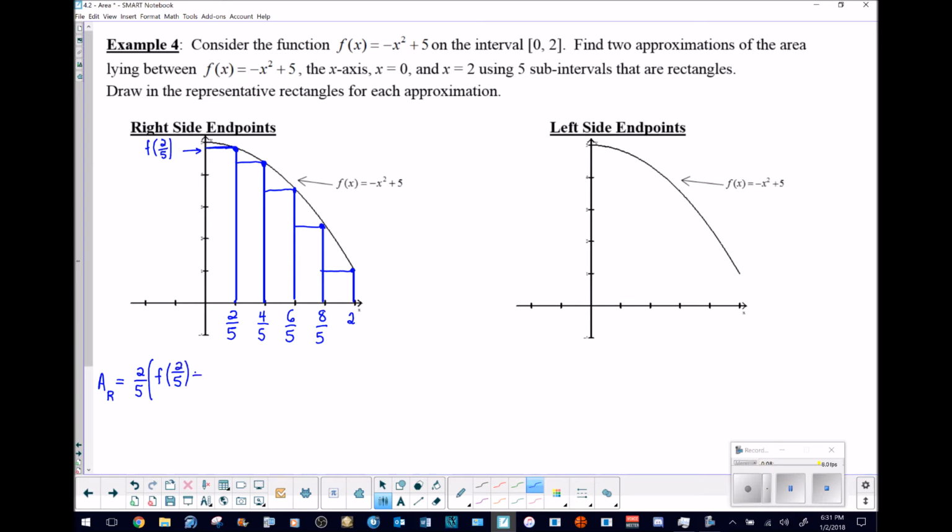And then we continue that for the other places. f of 4/5, followed up with f of 6/5, and so on. And we finish up with the f of 2. Now, the only thing that needs to be done is to evaluate all 5 of these function values, and then do the arithmetic. And because of the nature of the fractions and so forth, we'll rely on technology to do that.